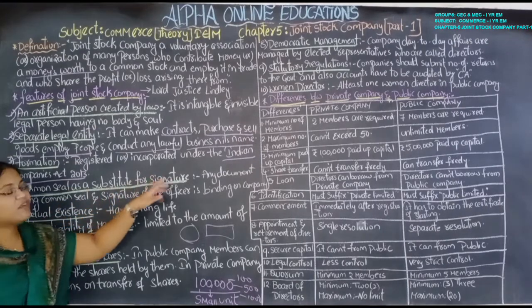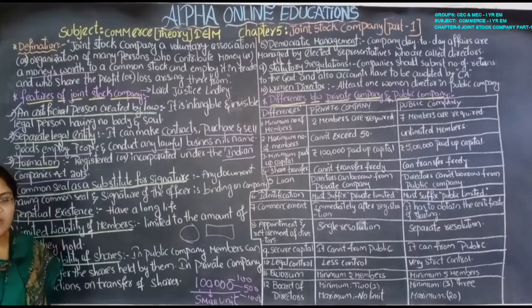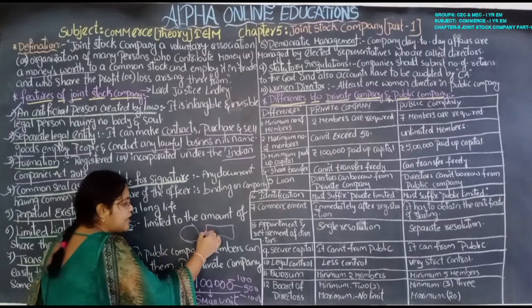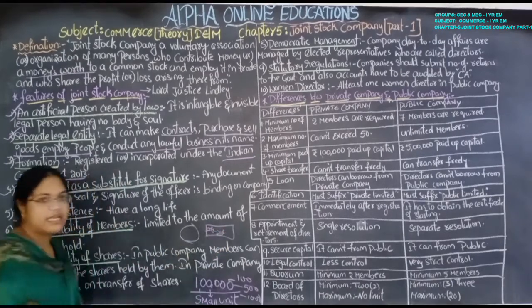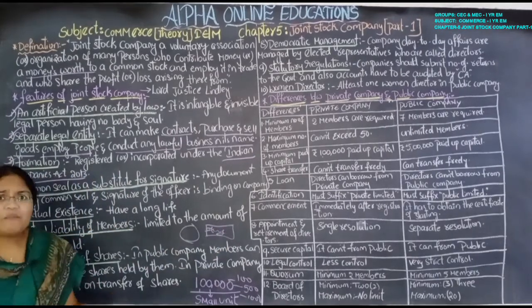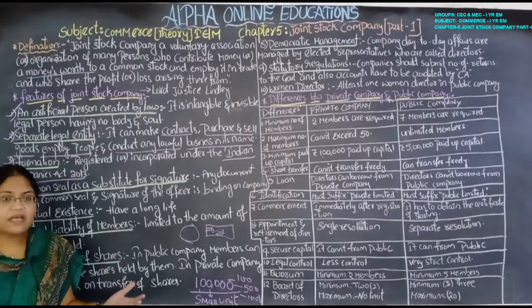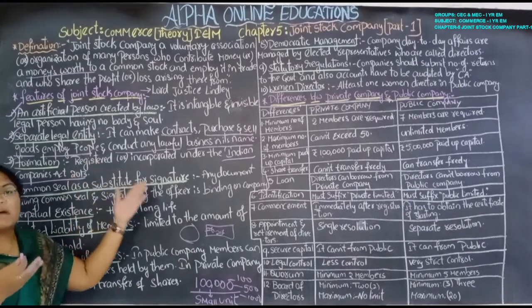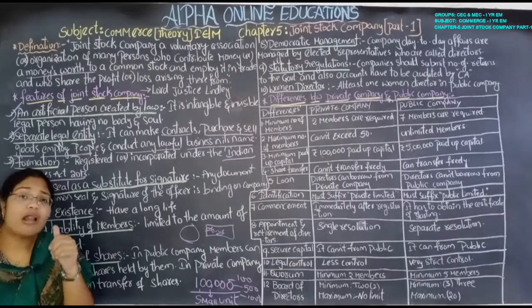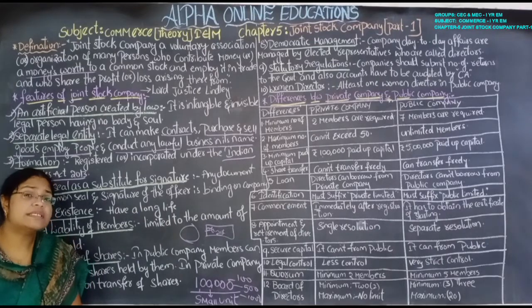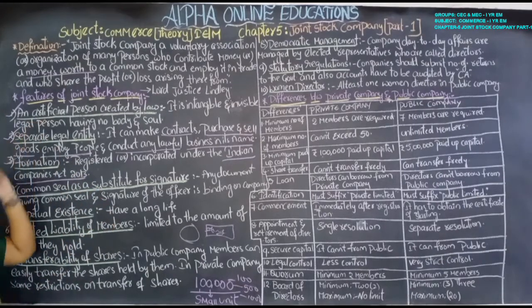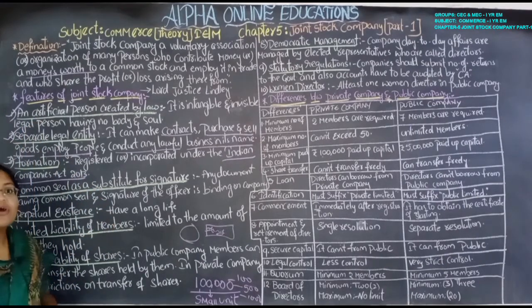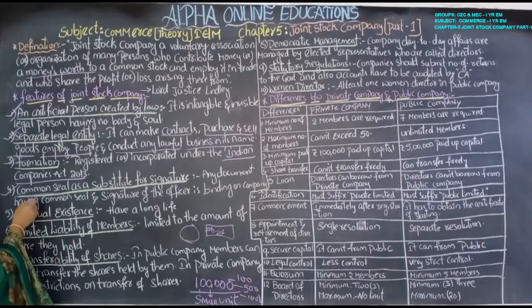As a substitute for signature, I am human being, so I will do my signature like this. For example, I am a company or Alpha multinational company. How will Alpha multinational company do the signature now? It is not a person. It is an artificial person. How will it do the signature now? For that purpose, it will use the common seal. Common seal means stamp.